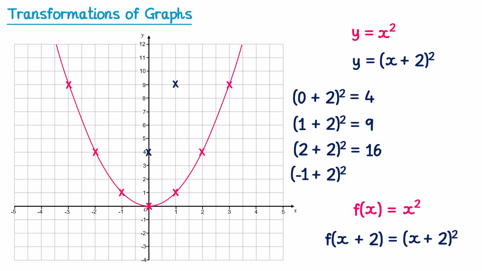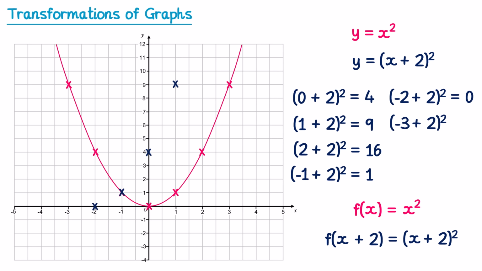So let's go backwards and look at x equals negative 1. Negative 1 plus 2, well that's just 1, and 1 squared is 1. So when x is negative 1, y is positive 1. Now x equals negative 2, well negative 2 plus 2 is actually 0, and 0 squared is 0. So we get the point negative 2, 0.